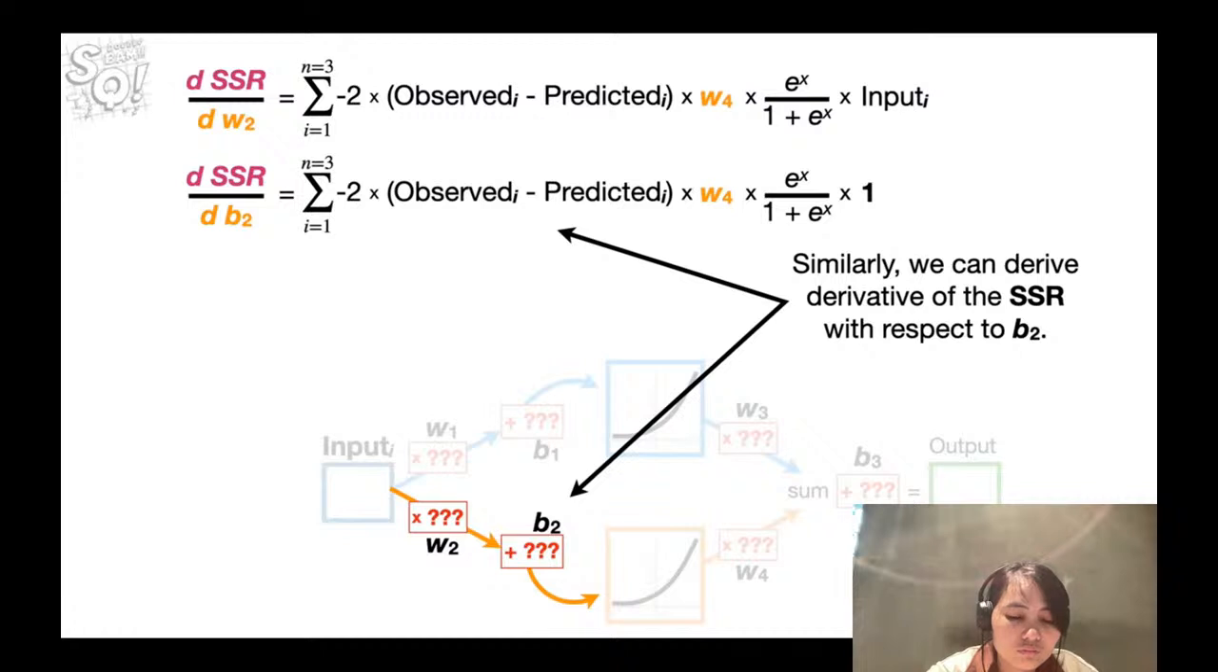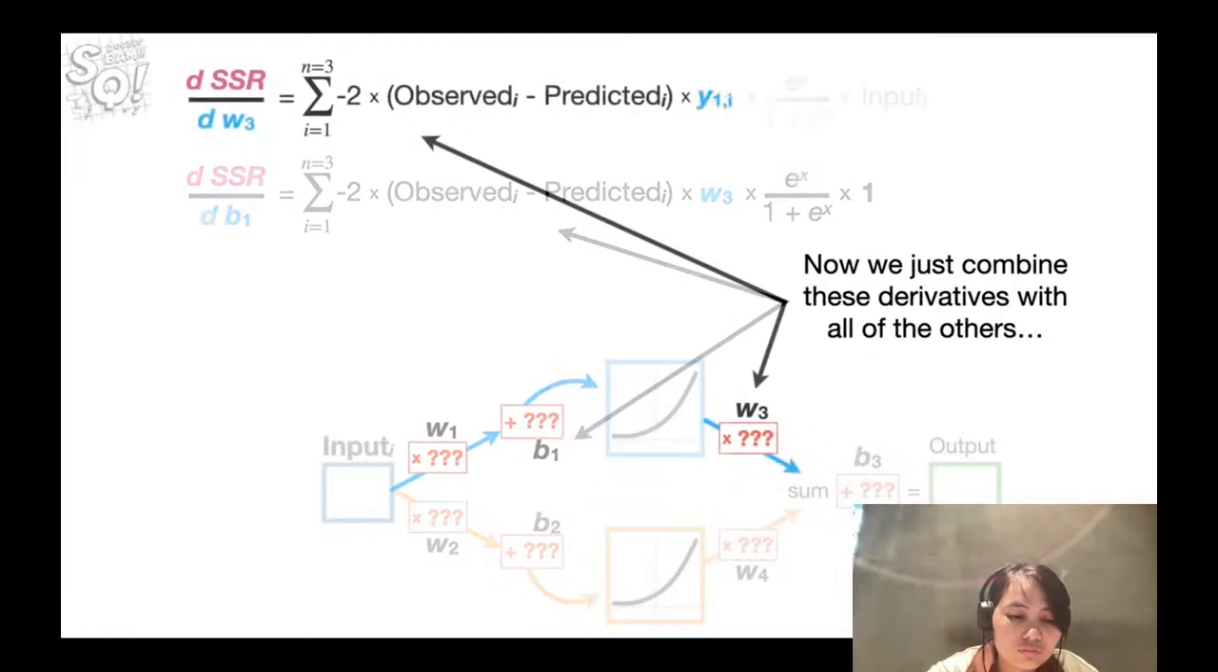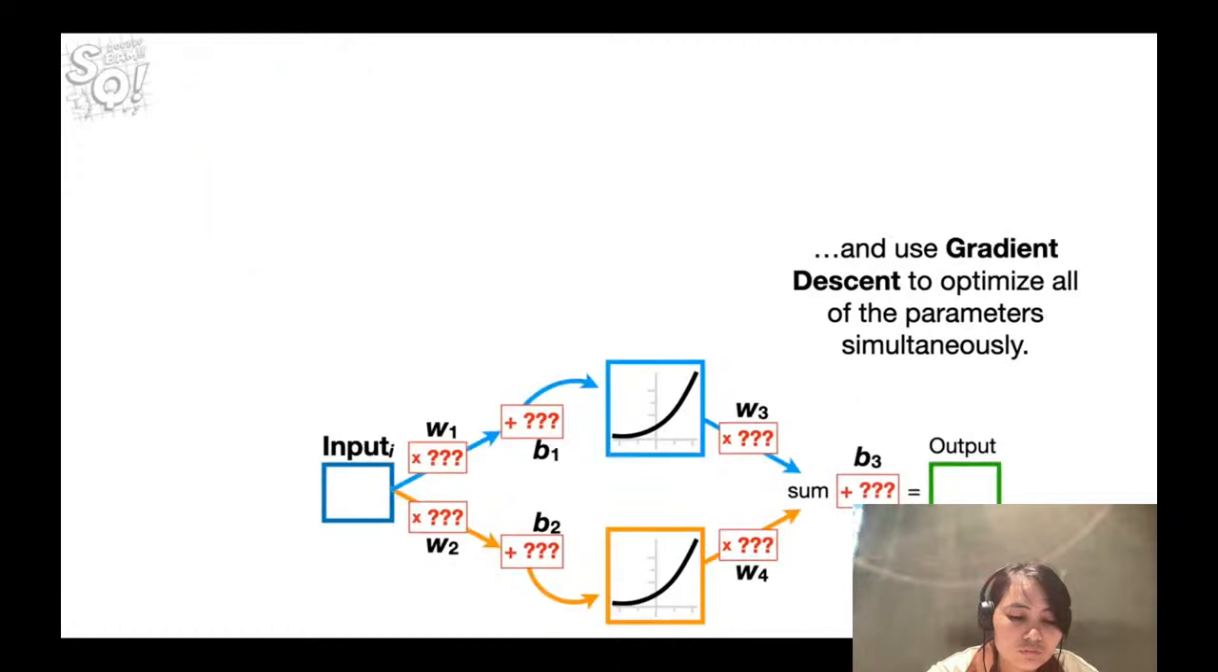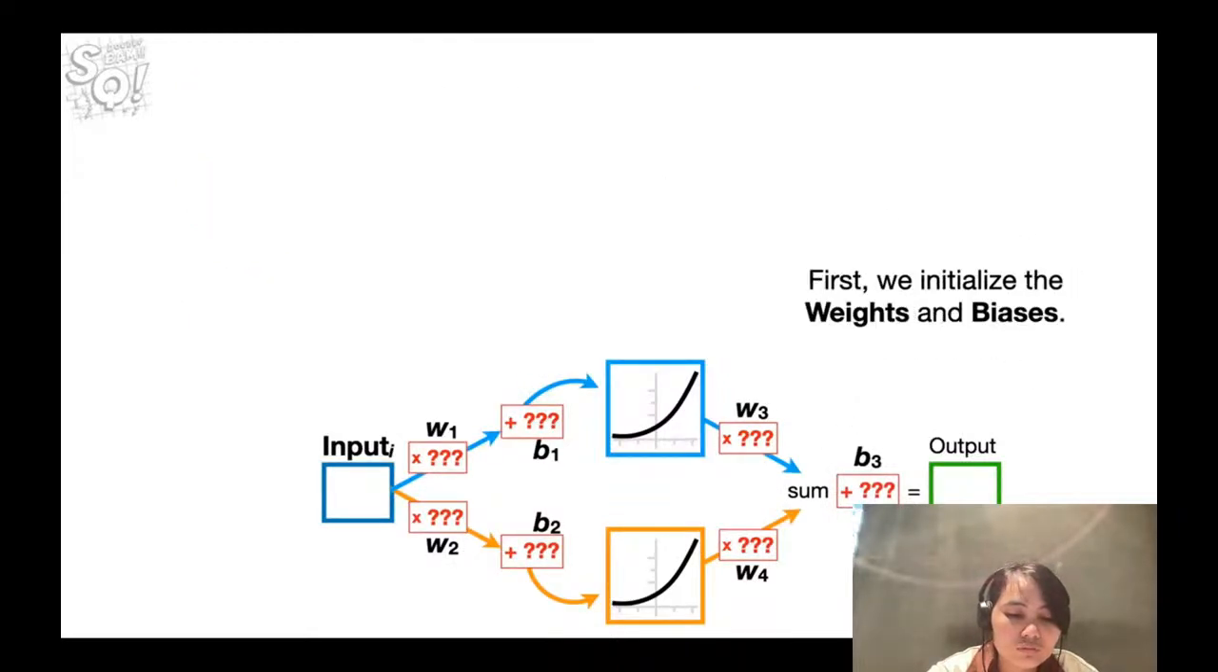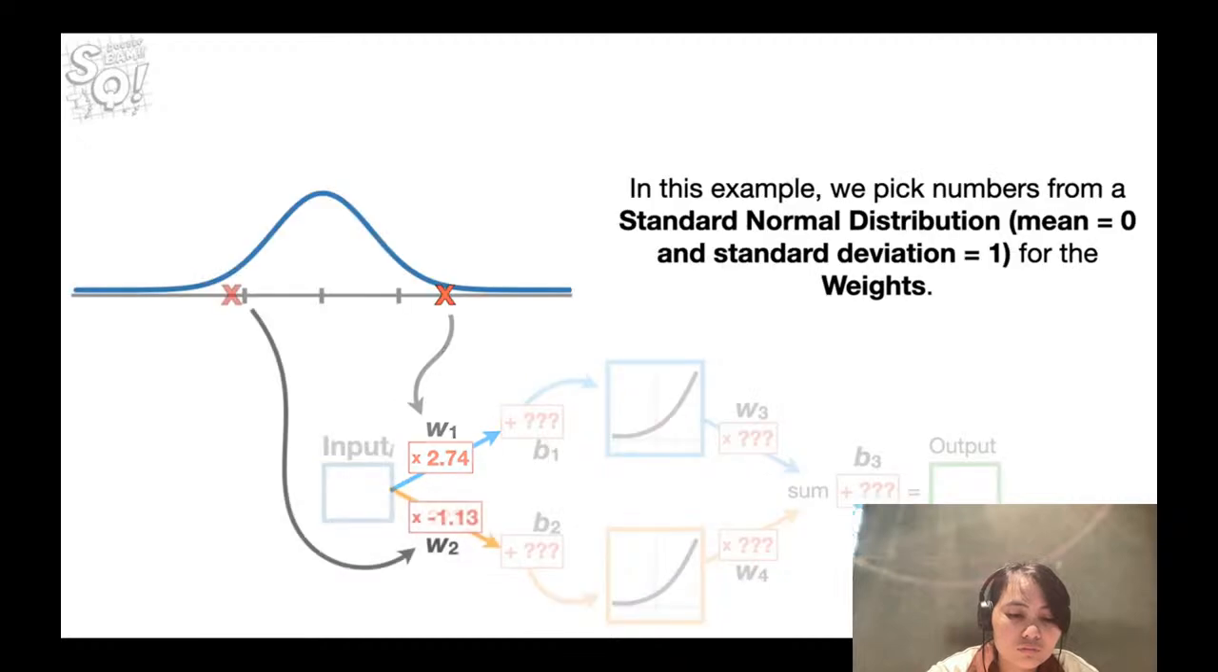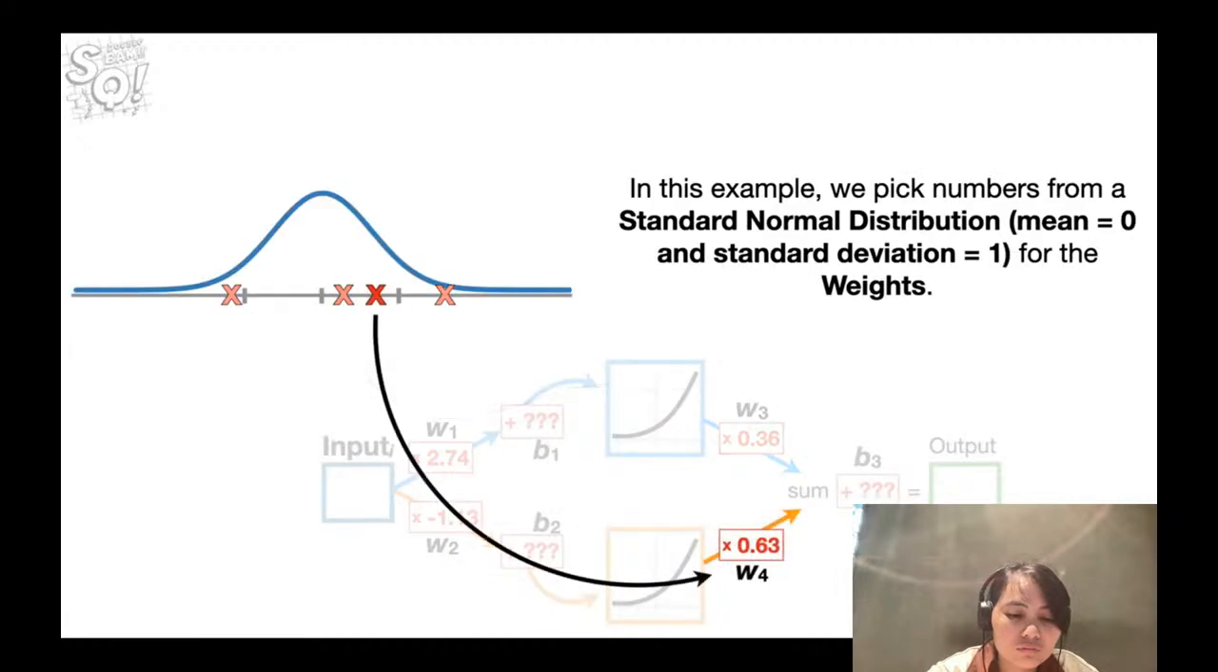Similarly, we can derive the derivative of the sum of the squared residuals with respect to b sub 2. Now we just combine these derivatives with all of the others, and use gradient descent to optimize all of the parameters simultaneously. First, we initialize the weights and biases. In this example, we pick numbers from a standard normal distribution for the weights.